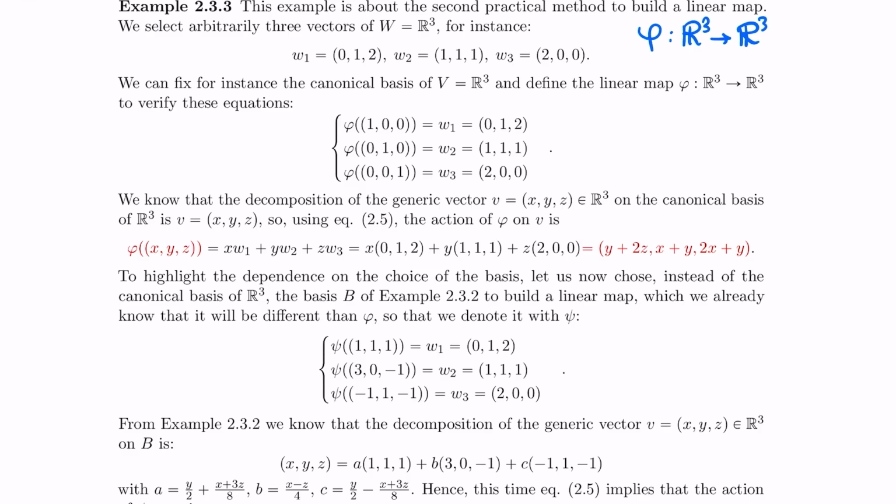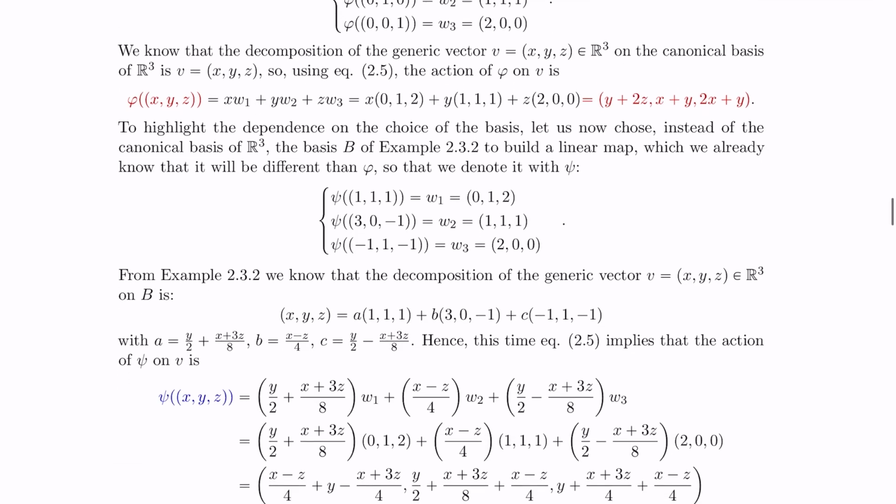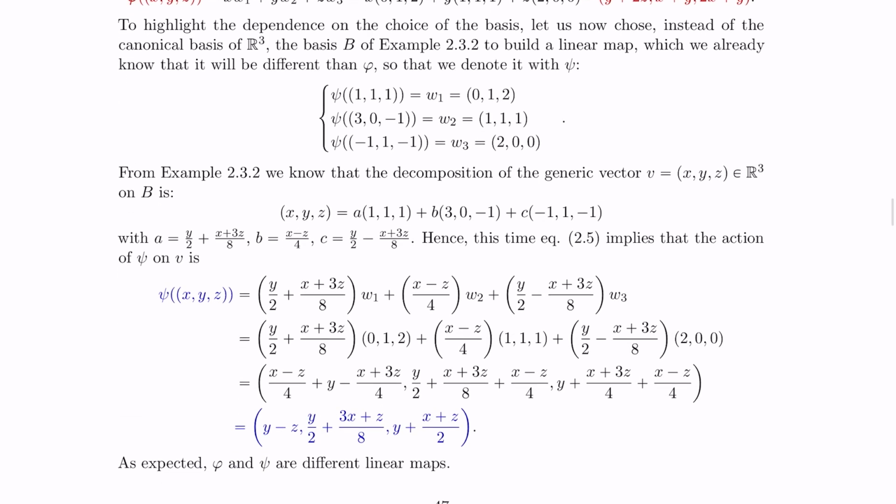Now recall that this construction is highly dependent on the choice of the basis. So, if we switch from the canonical basis to another basis, then the endomorphism that we construct is going to be different. We're going to do this with the basis B that we have considered in the second example. Luckily, we don't have to repeat the computations because in the second example we have seen that the components of the generic vector x, y, and z with respect to this new basis are exactly those which are written here.